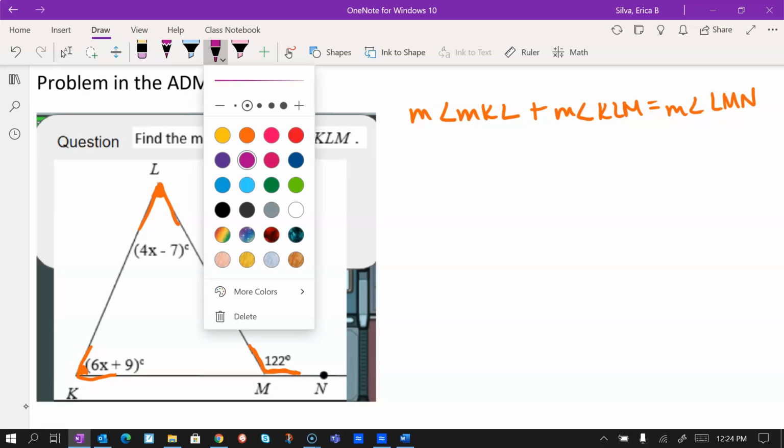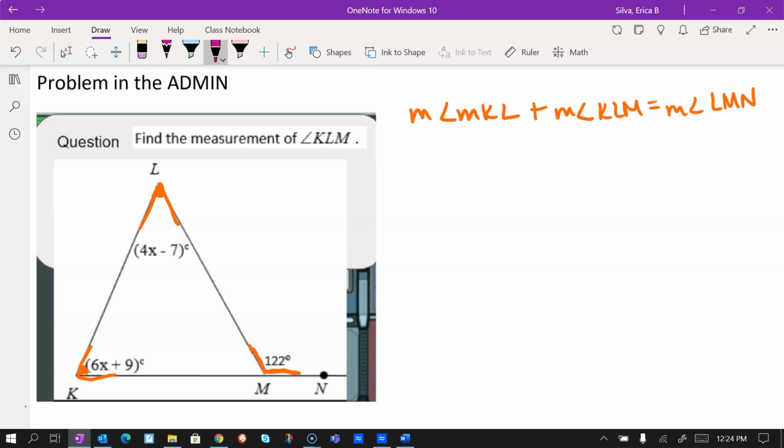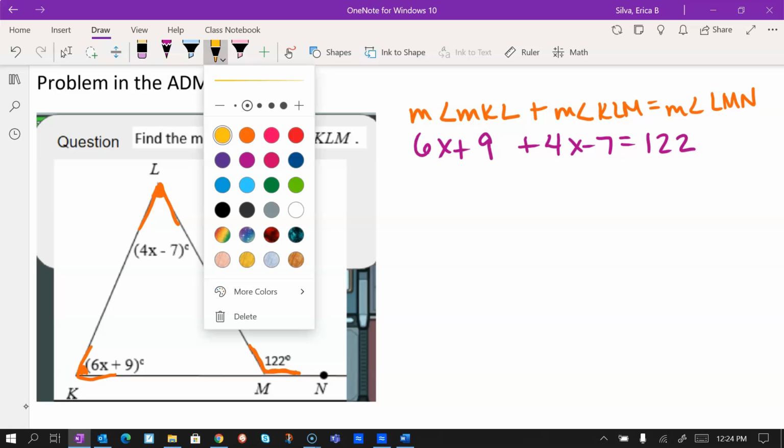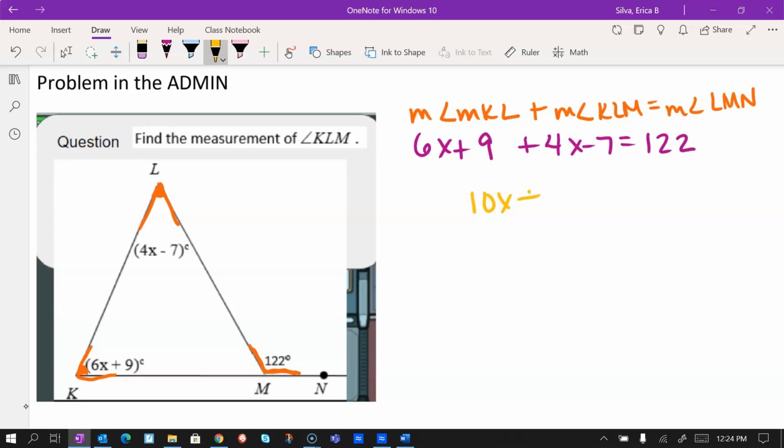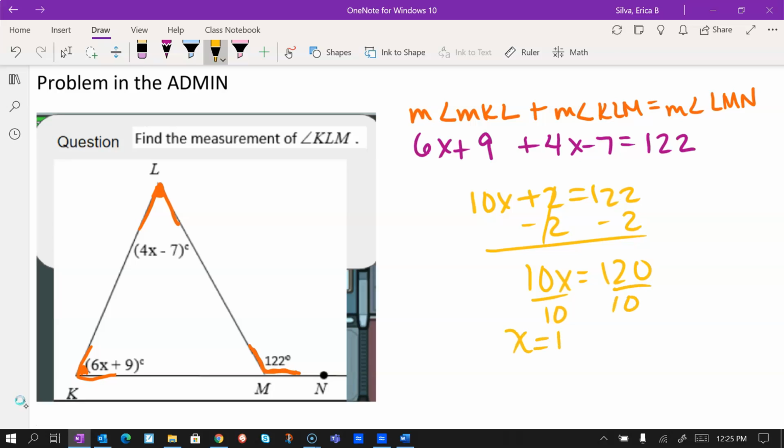Now we substitute their values. MKL is 6x plus 9, plus 4x minus 7, is equal to 122 degrees. Now let's solve for x. We combine like terms and get 10x plus 2 is equal to 122. Subtract 2 from both sides, and we get 10x is equal to 120. Divide by 10, and x is equal to 12.